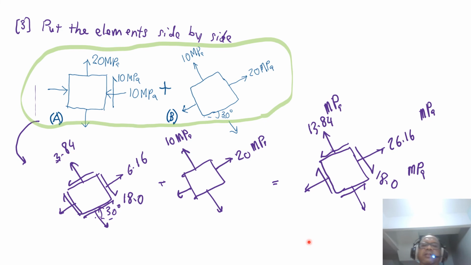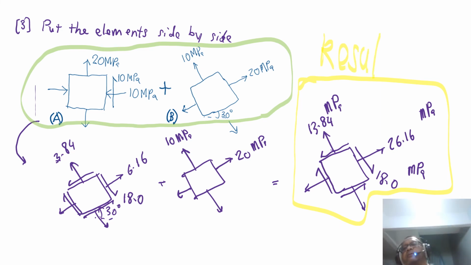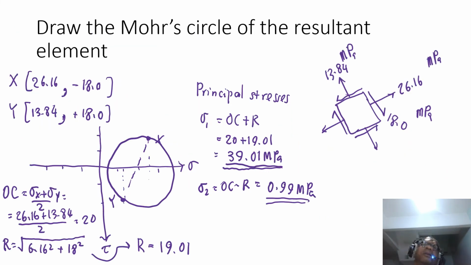So this is the resultant stress. Let me box this in yellow. So I box this in yellow and say this is the resultant stress. Okay, so resultant stress, or the superimposed stress, or whatever. Once we get that, that's a normal procedure. After that is to draw the Mohr circle in order for us to find the resultant element.